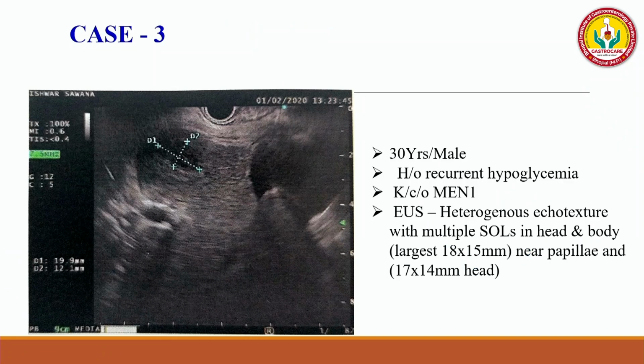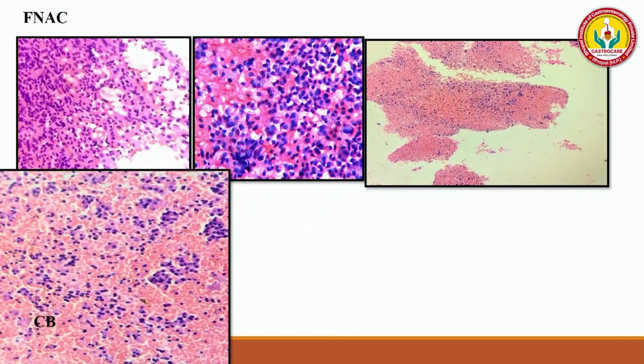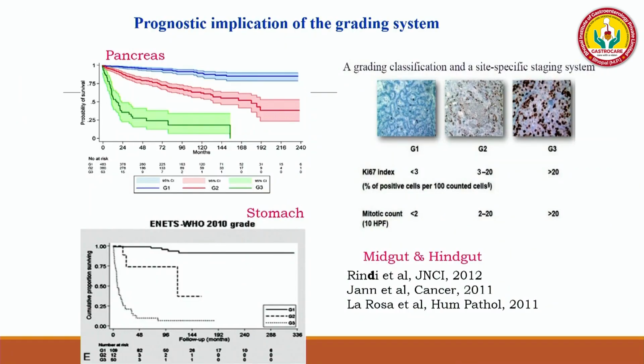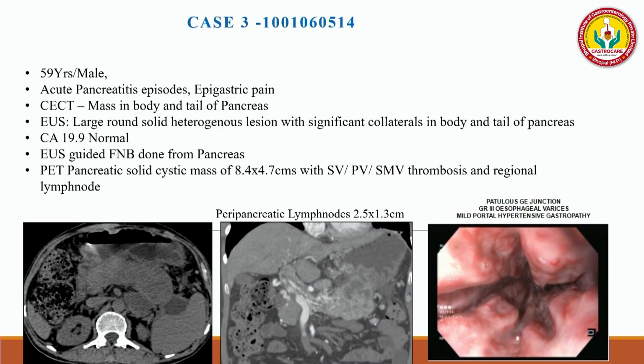This is another case of a patient with heterogeneous SOLs in the head and body of the pancreas. FNA was cellular, with monomorphic round cells, suggestive of neuroendocrine tumors, but for neuroendocrine tumors, we need to confirm with IHC, and we need to grade it by doing Ki67, because we know that the higher the grade, the poorer the prognosis. According to the WHO classification, though we count the number of mitoses, since there is a lot of inter and intra-observer variation, IHC with Ki67 is better.